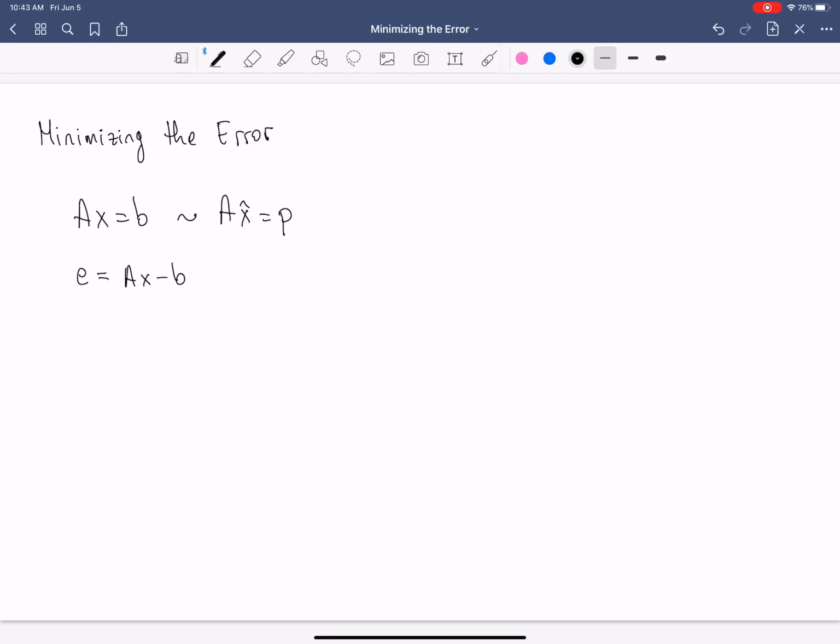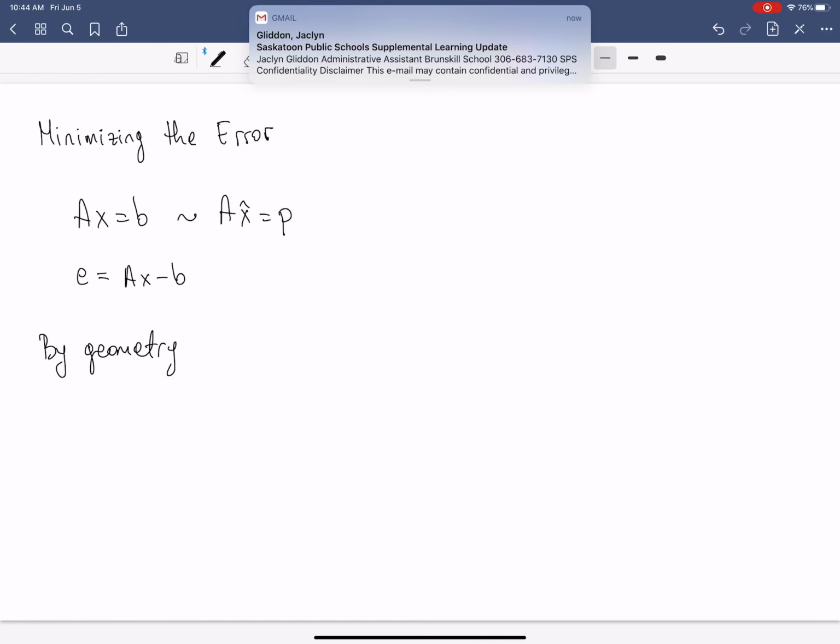We could look at this from multiple angles. The first angle that we looked at yesterday was geometry. When we say minimize, we want the length of that vector to be smallest. You see, Ax is a vector, b is a vector. These are vectors in Rm, and their difference is another vector in Rm. We can talk about the size of the error by talking about the length of the vector.